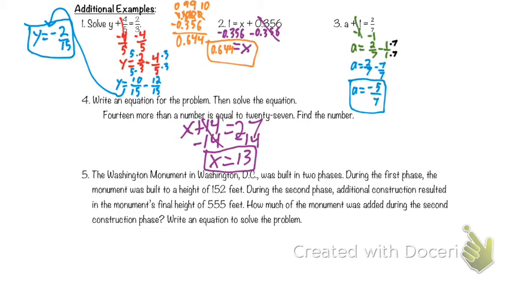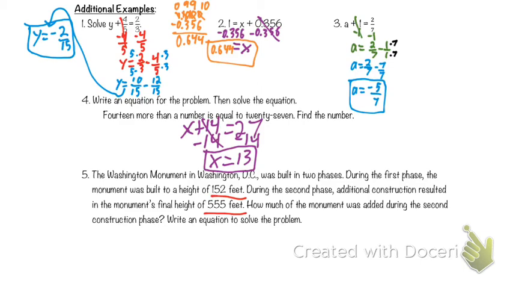Raise your hand if you see a piece of key information that you think we might need. Okay, Jaden? The numbers. So during the first phase, built to a height of 152 feet, final height of 555 feet. Probably pretty important in math class, the numbers.